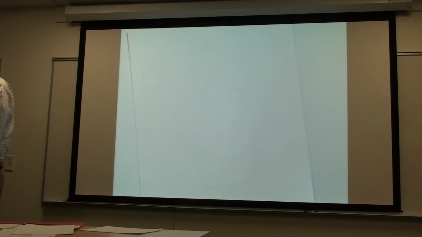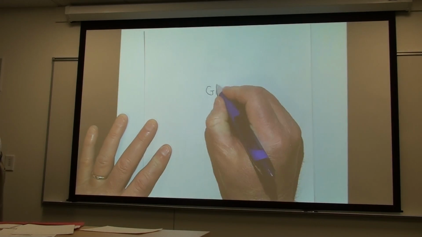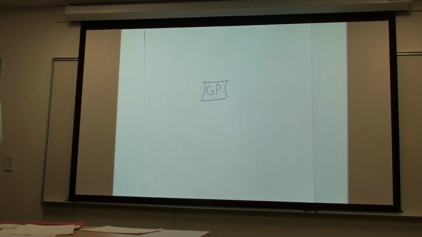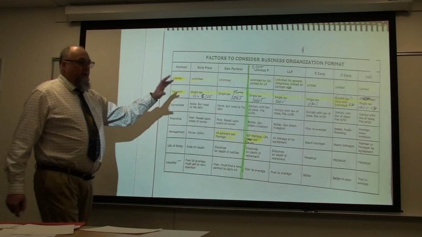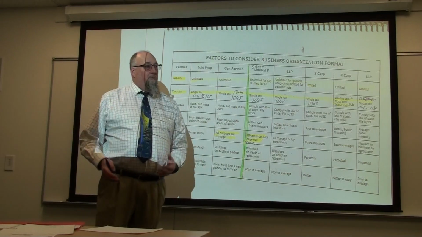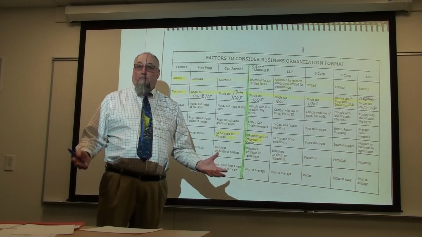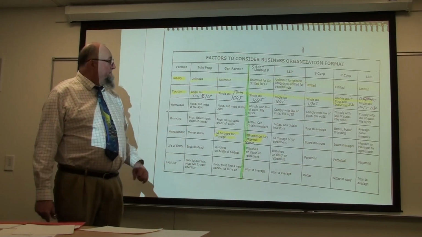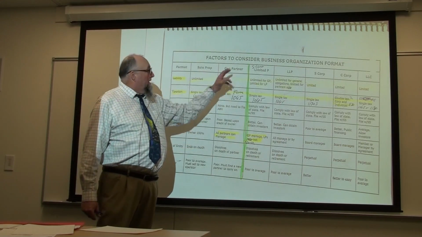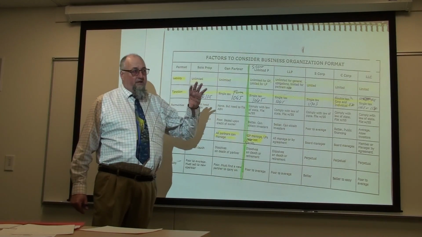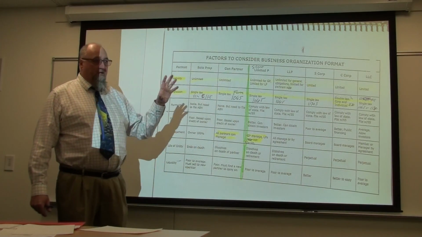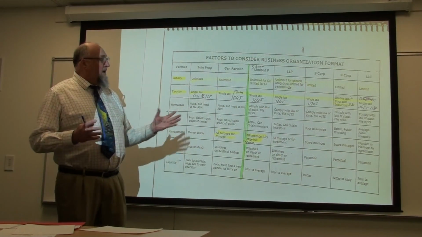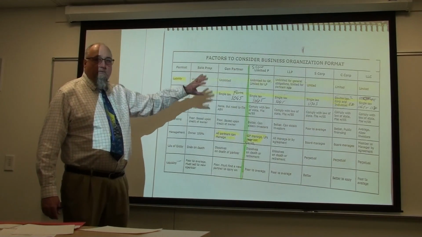So I'm going to start off with a general partnership. So a general partnership is essentially two or more people that are engaging in activity together with the intent to make money. That's the basic definition. A general partnership has no liability protection. Sole proprietorship, one person, legal business entity, without being organized, same thing, no protection.